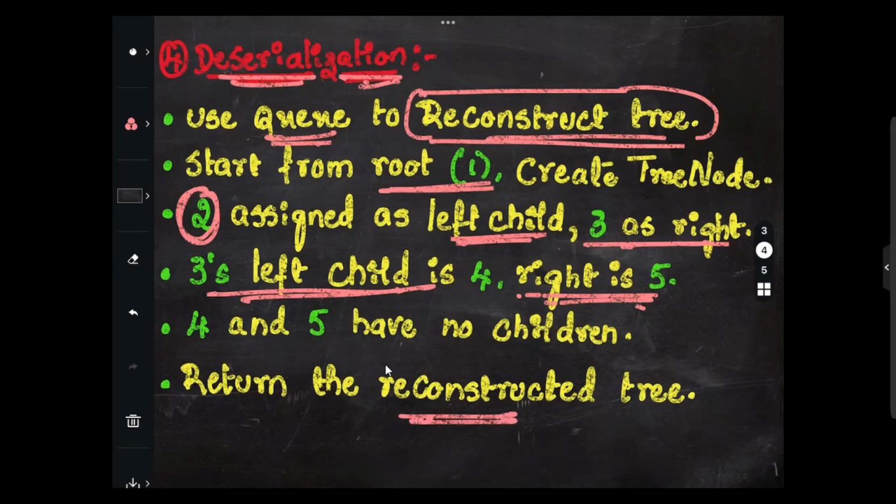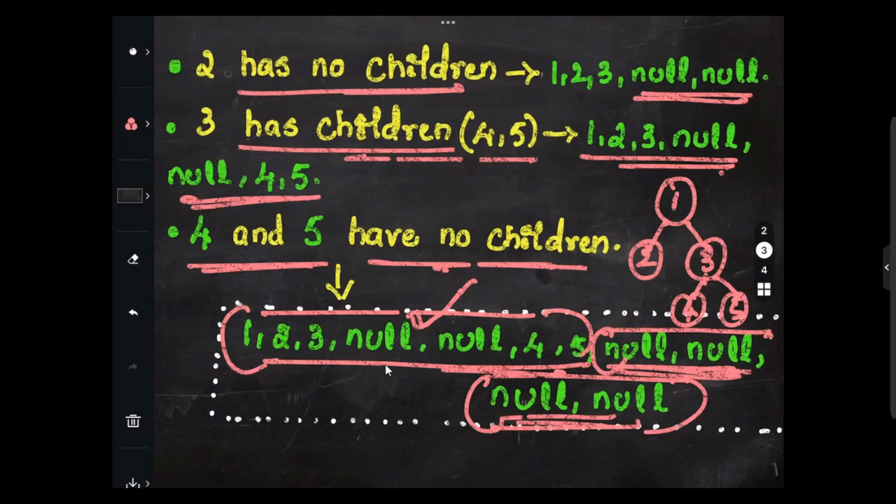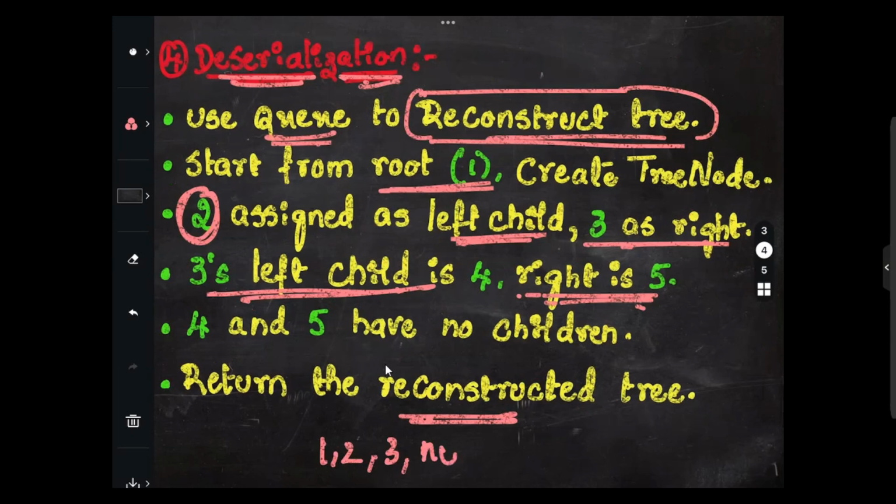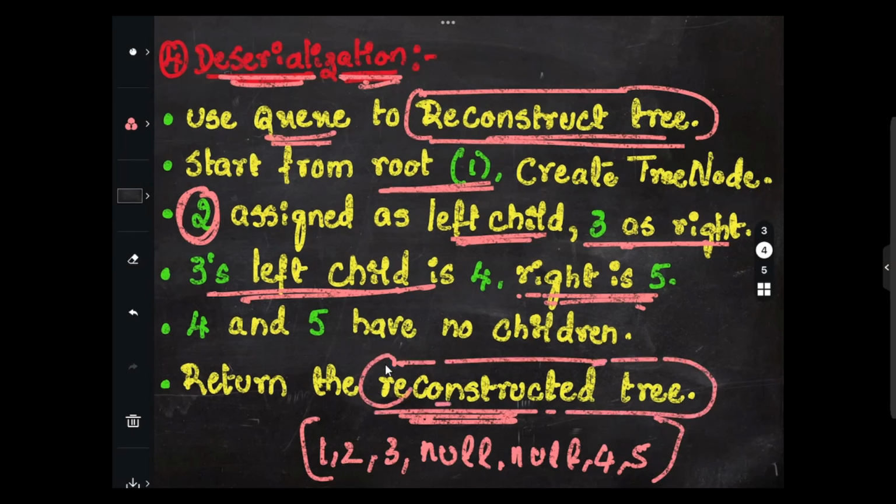We will return the reconstructed tree. Nothing but in this case, 1 2 3. What we got here? 1 2 3. So this one will be null null and 4 and 5, right? So 1 2 3 null null 4 and 5. That's what we got as output here when we return the reconstructed tree.